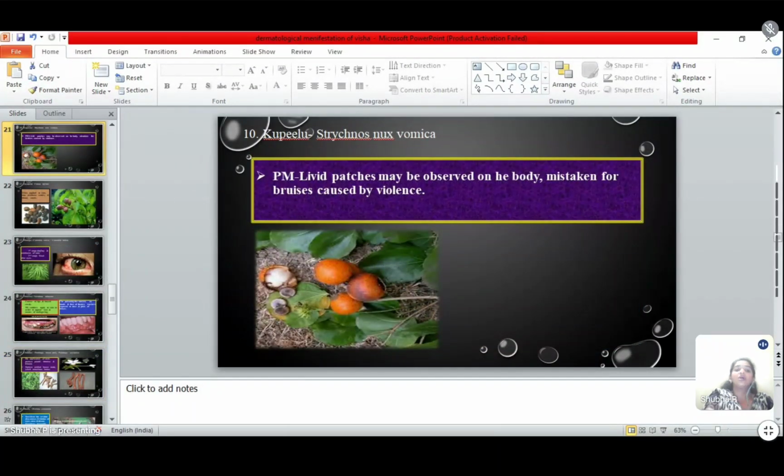Kupilu. Here, as I've mentioned, the visha is so toxic that it will produce death, and reversal is very difficult in such a case because of the prabhava of visha. Once death occurs, livid patches may be observed on the body, which may be mistaken for bruise. Again, it is a drug commonly used to cause homicidal deaths, or when a person wants to change the scenario of death and make it look like an accidental death. Such drugs are used there.